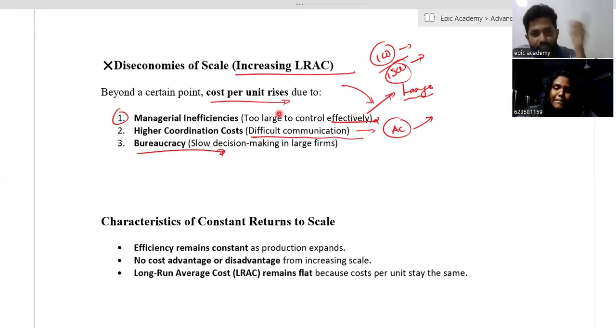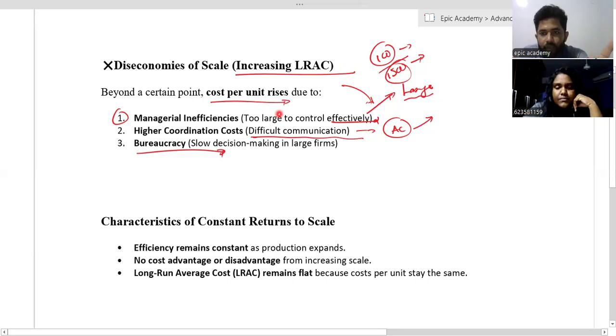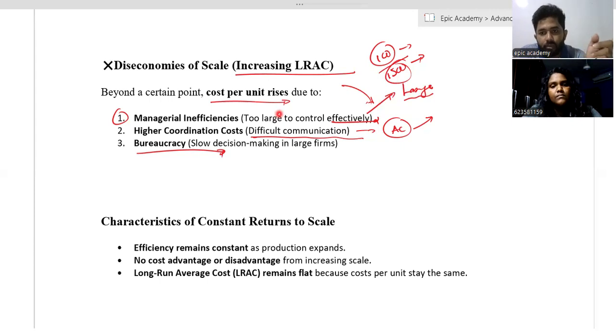Okay. And decision making also can have a negative effect, increasing the cost per unit. Slow decision making in large firms will be a negative factor for the entire organization. That is why average cost increases. The decision making is not reliable for the entire production.